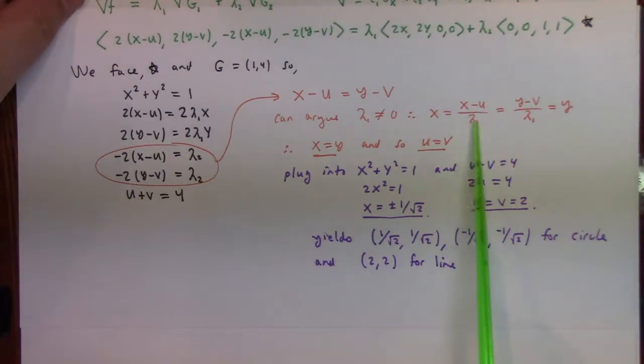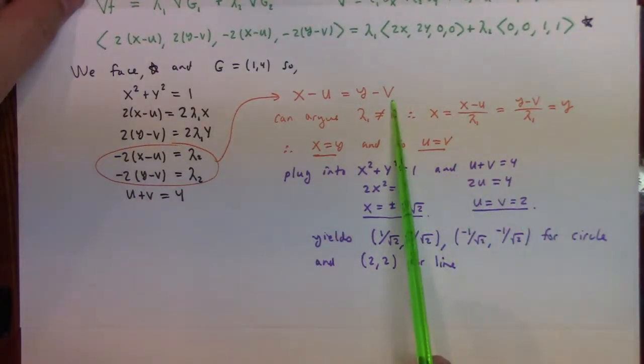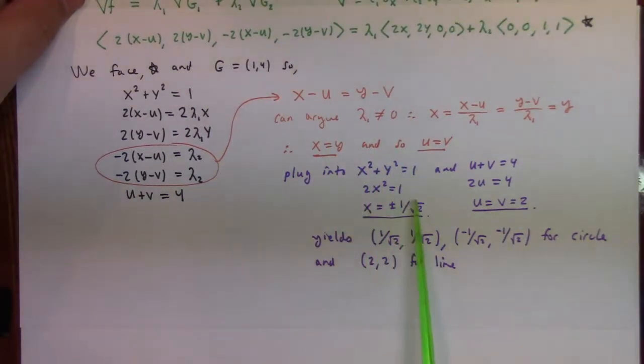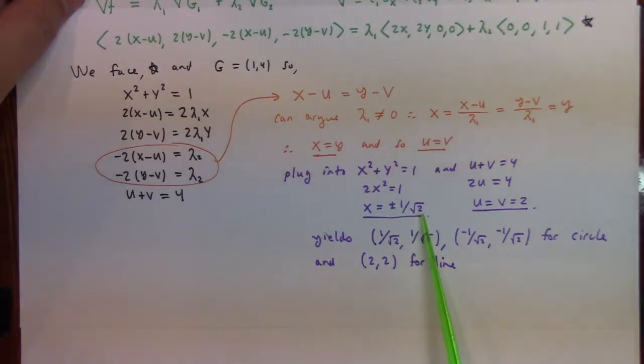Well, once x equals y, that's pretty nice, because then we go back up to here. Knowing x is equal to y gives us that u is equal to v. Knowing x equals y and u equals v, it's easy to find the points: plus or minus 1 over root 2, and u and v are both 2. In other words, the points (1 over root 2, 1 over root 2) and (minus 1 over root 2, minus 1 over root 2) for the circle are extremal in terms of their distance from (2, 2) for the line.